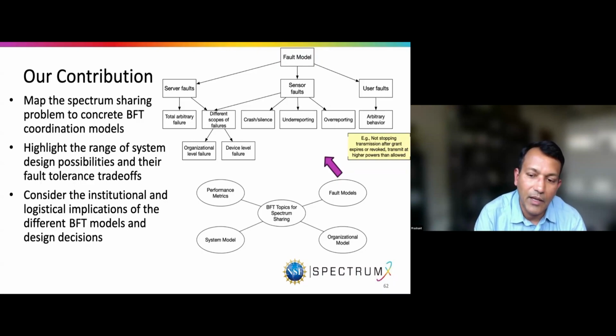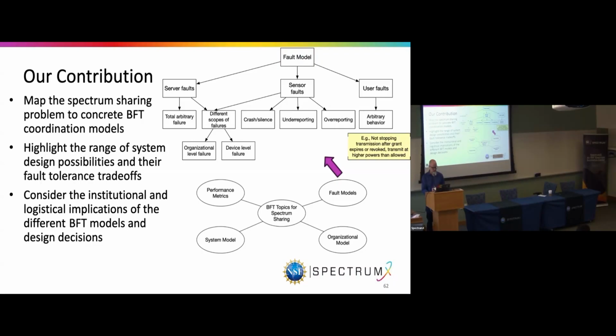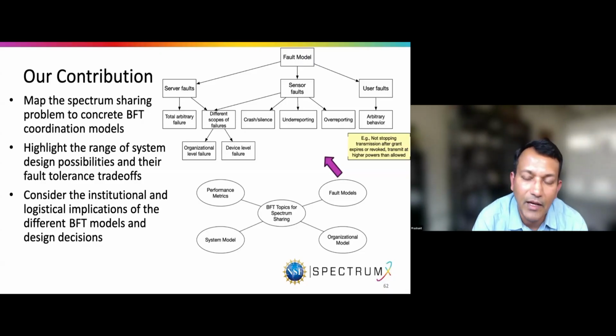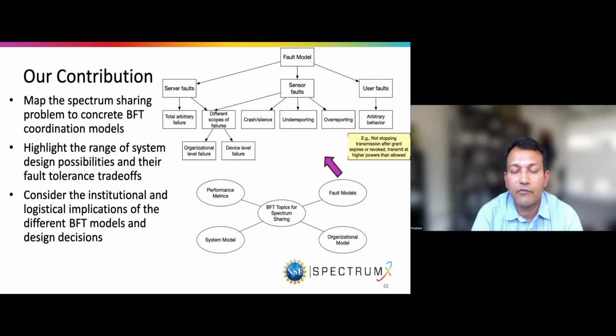To give you an example, if you look at the fault models, there's a tree that is shown here in the top right. There are many different fault models depending on the infrastructure that has been deployed. There are servers that are making decisions about how to make spectrum allocation grants. There are sensors that are sensing the environment to see if there are any incumbents or users with higher priority. Users themselves might be behaving arbitrarily. So there are many different categories of faults that could occur, and these are just the fault models, and they affect the performance metrics, and they are also dependent on the system models and the organization models.